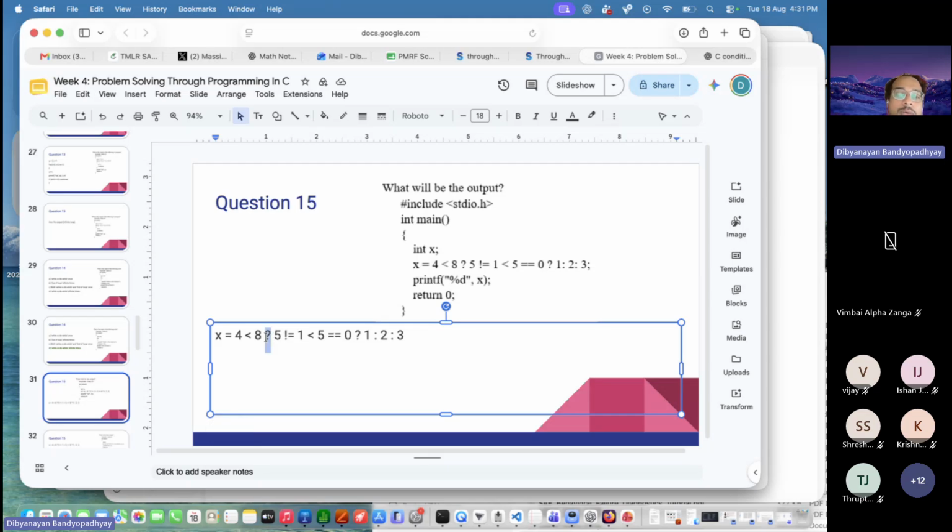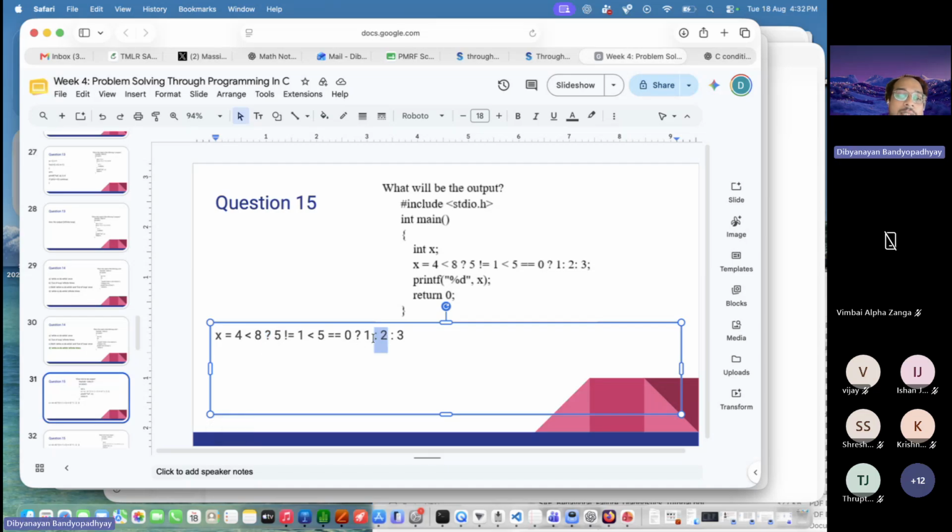Because there are how many? Two ternary operators in total. This one and this one. And this is the first ternary operator, so I think it will be evaluated first. Am I correct? Somebody say yes or no? Yes, sir. Correct. So if this is the ternary operator that I am to evaluate first, then what is the right hand side of the ternary operator?